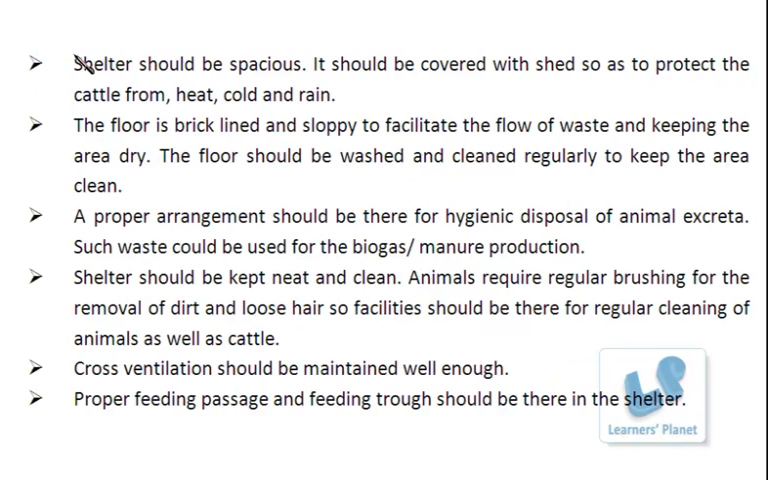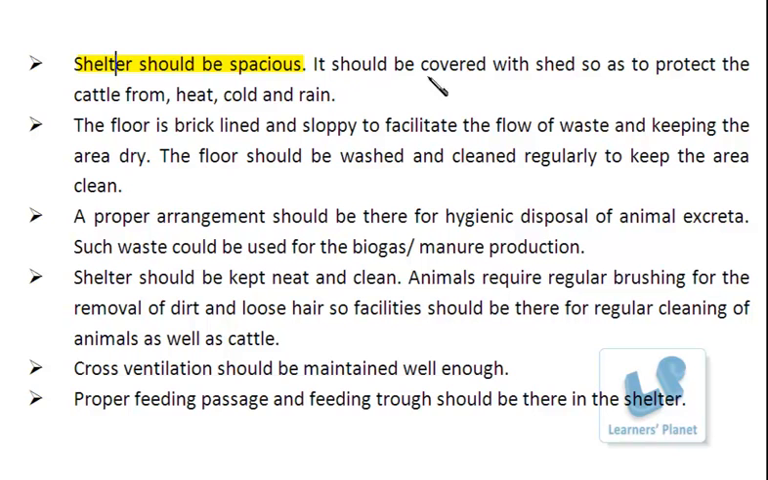So the very first point is that the shelter should be spacious. There should be a good area in which the organisms are maintained. Usually for cows, a little less area is required as compared to buffaloes. But of course, whether it is a cow or a buffalo, a proper required area should be present so that they can move around properly.